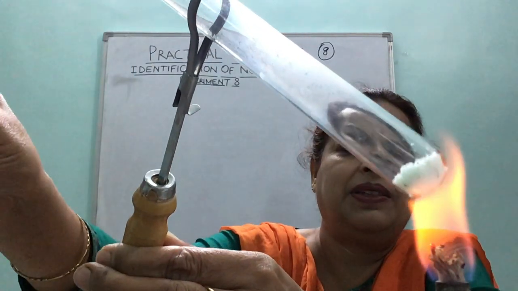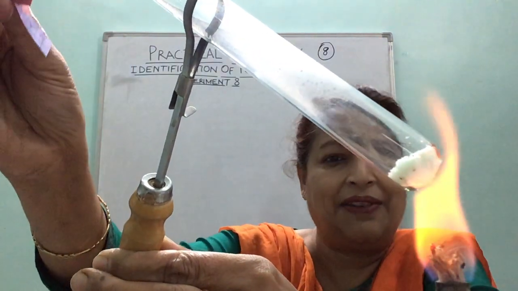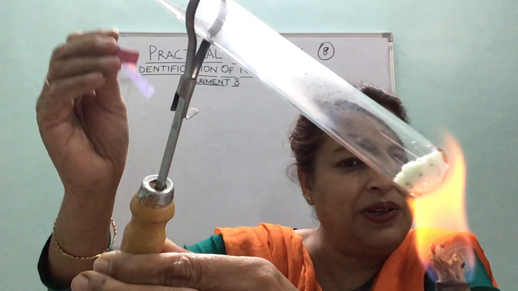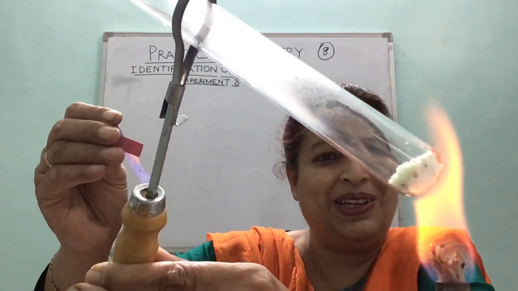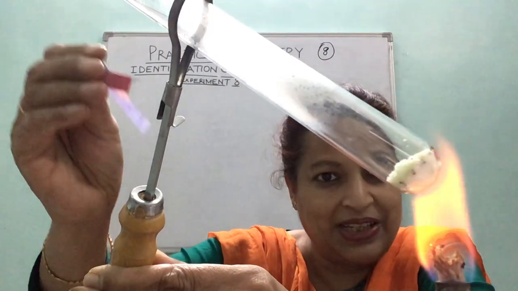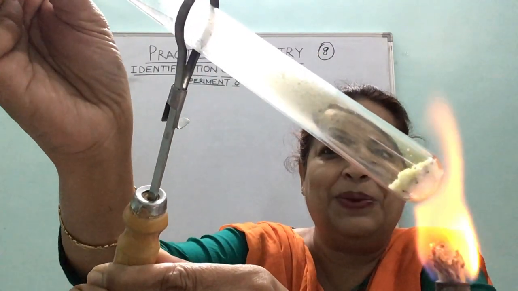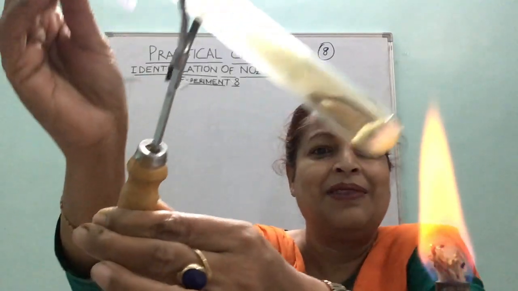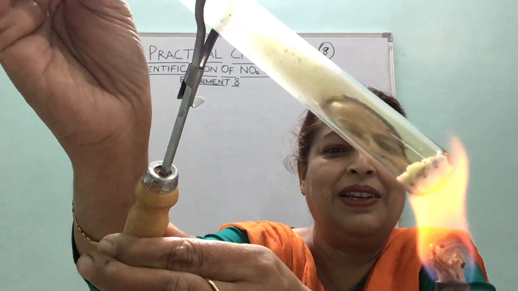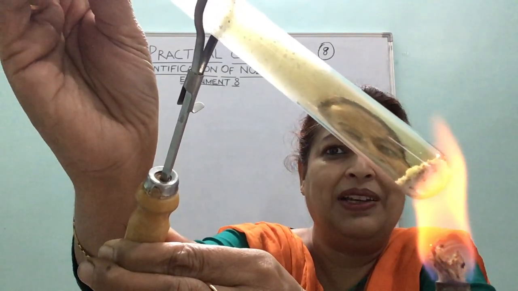I'll put moist red and blue litmus paper near the mouth of the test tube. Now see, still the gas is not evolved because the gas has, as I said, a different color. Can you hear this crackling sound? This is known as decrepitating sound in chemistry. Decrepitating sound. Now the reddish brown color is NO2. Now you can clearly see the color of the gas. Reddish brown. So what is the color of NO2? Reddish brown. So now we know that the gas is evolved.